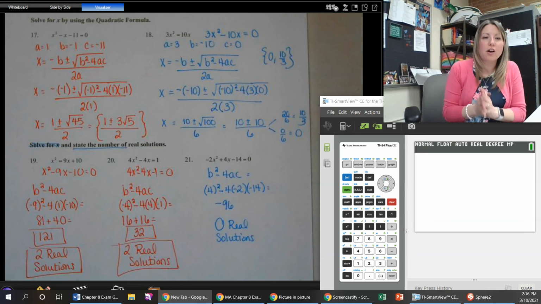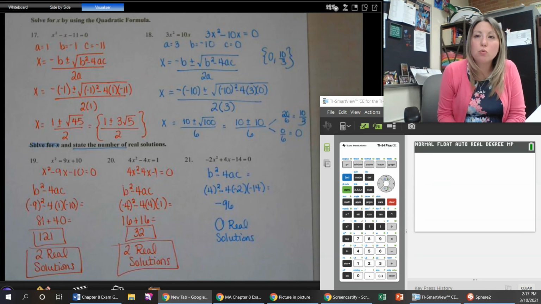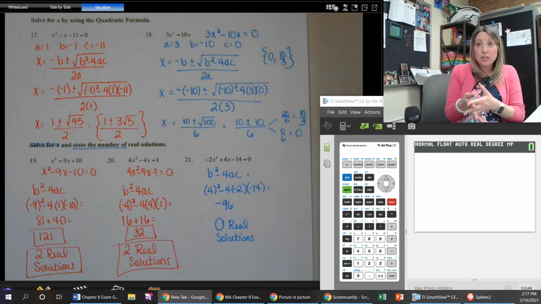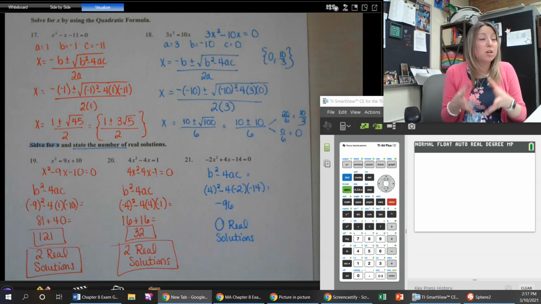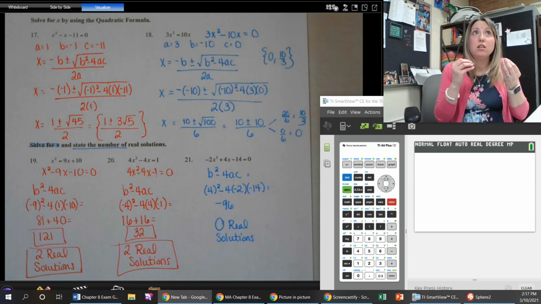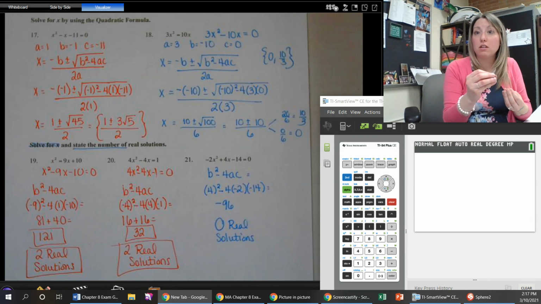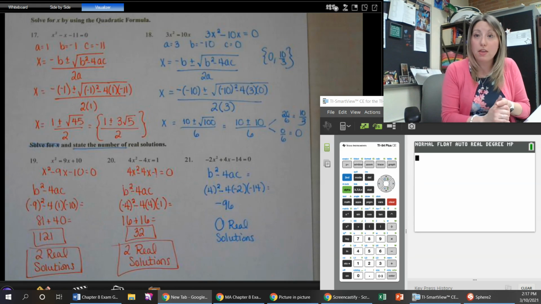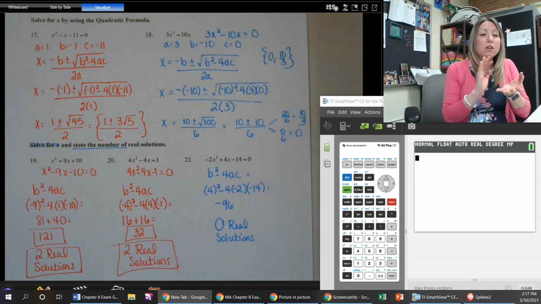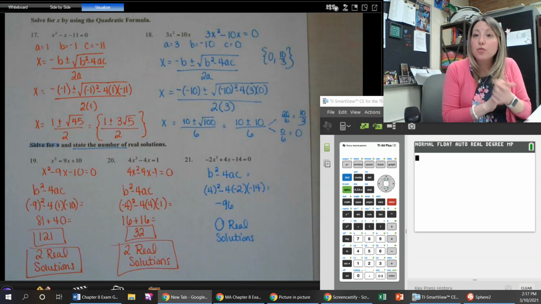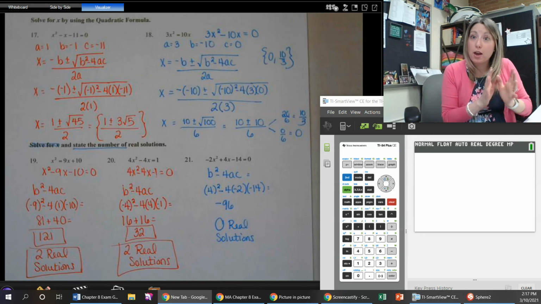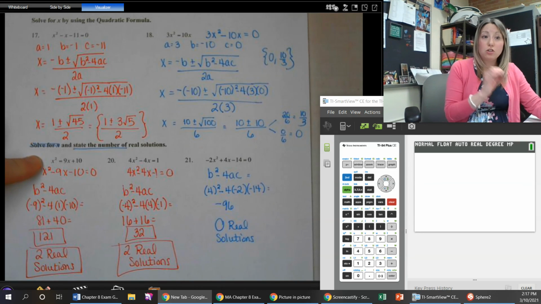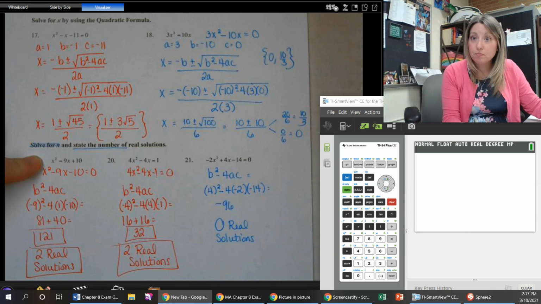Okay, let's check our answers for 17, 19, and 20. Notice on number 17, the number I get, the discriminant, the thing under the radical, is a non-perfect square that is evenly divided by a perfect square. So I do have to simplify that radical. Number 19, the discriminant comes out to be a perfect square. So actually this trinomial was factorable.